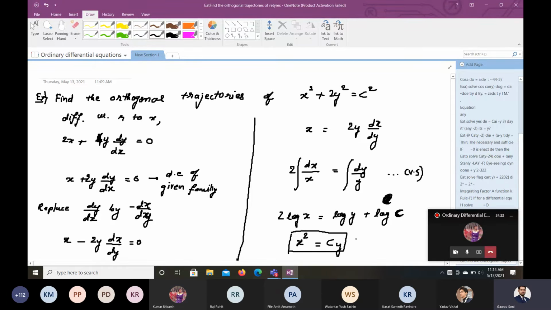What is this? Parabola. So for straight lines, the orthogonal trajectory is a circle. For an ellipse, the orthogonal trajectory is a parabola.